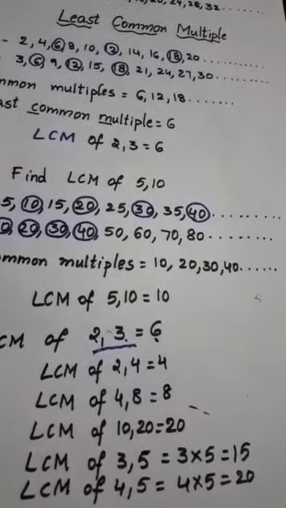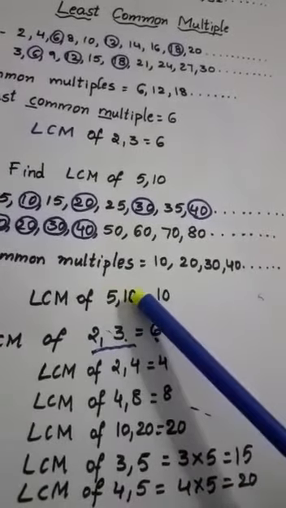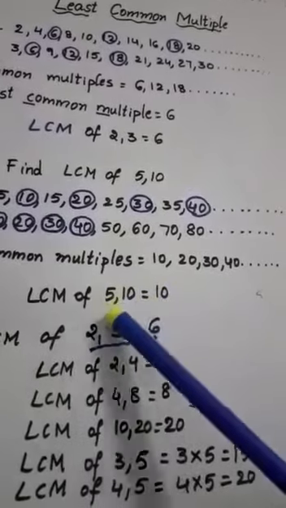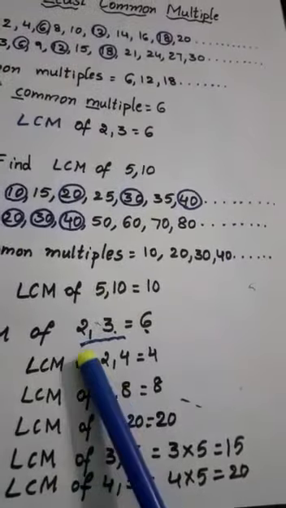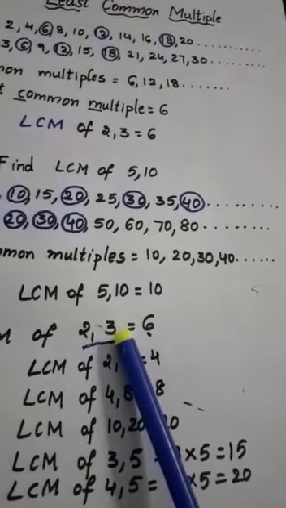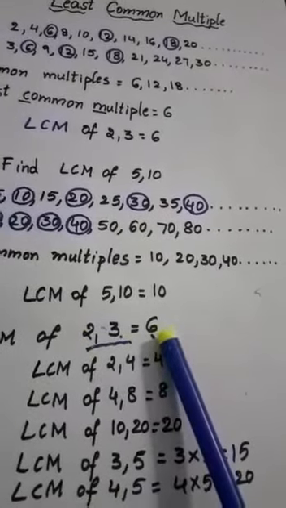So the first method is, in the smallest number's table, if the greatest number is there, then the LCM is the greatest number. And the second one is, in the smallest number's table, if the greatest number is not there, then you multiply those two numbers, and that is the LCM.